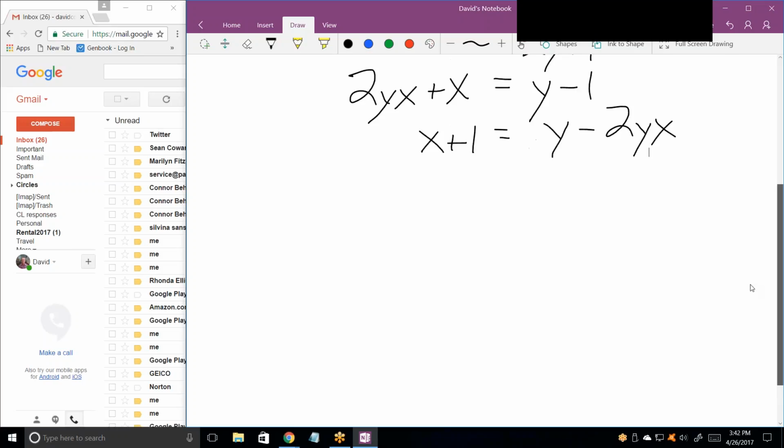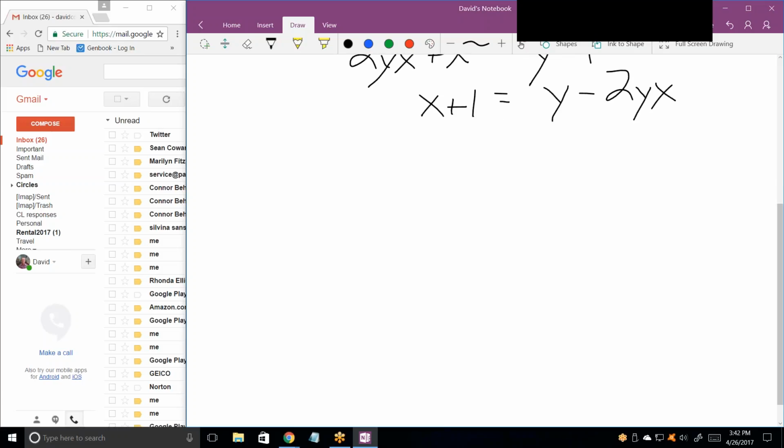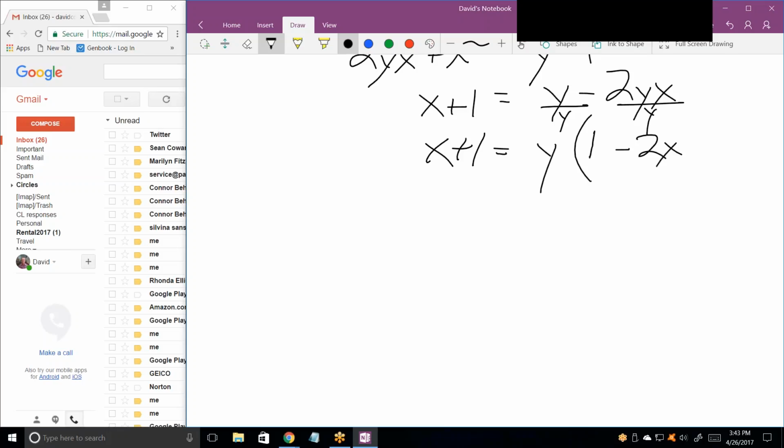I think it would be x plus 1 equals y times minus 2x plus 1. This has to be a 1. When I factor out a y, what I'm really doing is dividing each term by y. So that would be 1 minus 2x. Yes, exactly. Okay, so I just got those mixed up. You got them all right, just flipped around. So what's y equal to?